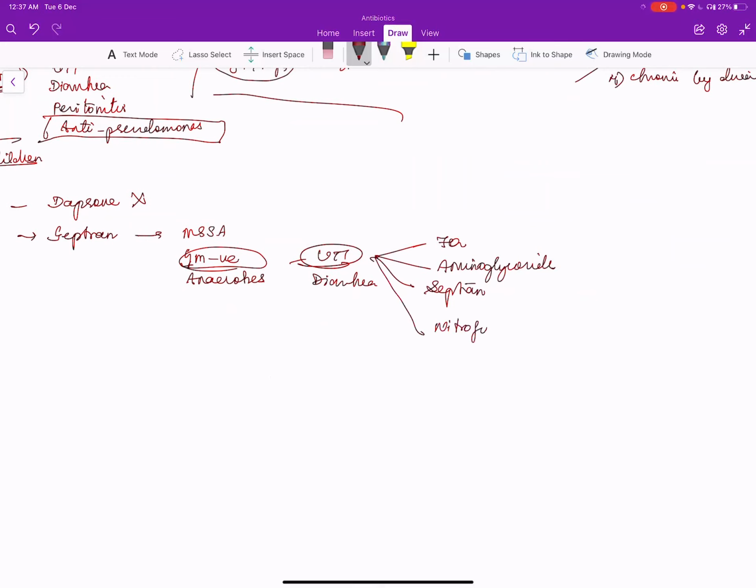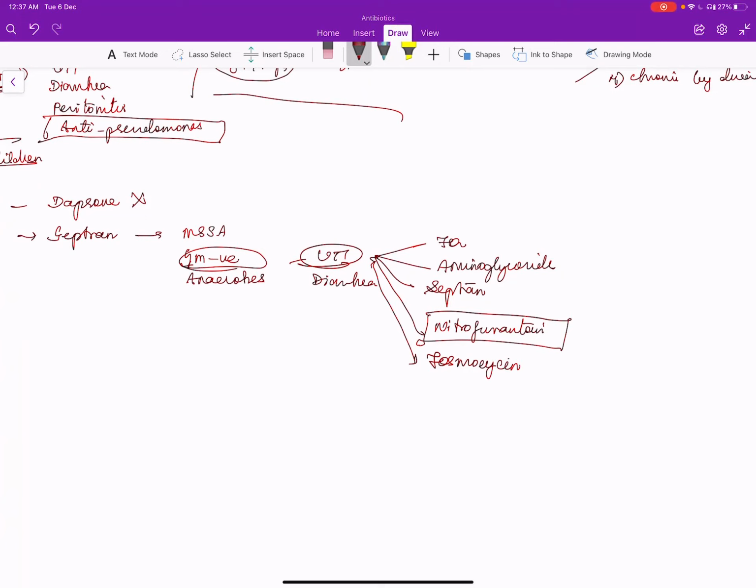Most important drugs you forgot: nitrofurantoin, phosphomycin. They are also used for UTI only. Can nitrofurantoin be used for pyelonephritis? No. Because nitrofurantoin gets concentrated in the bladder, so it can be used only for cystitis.